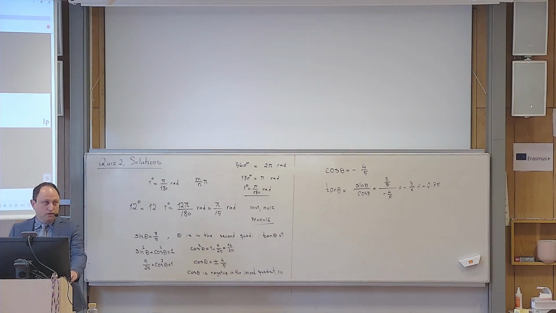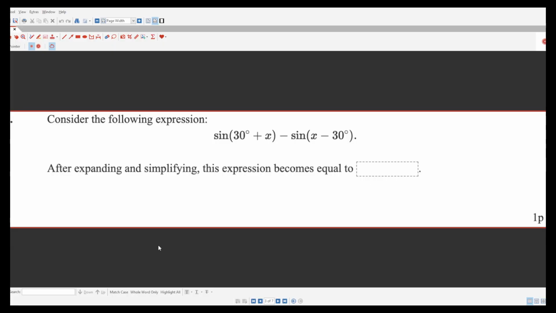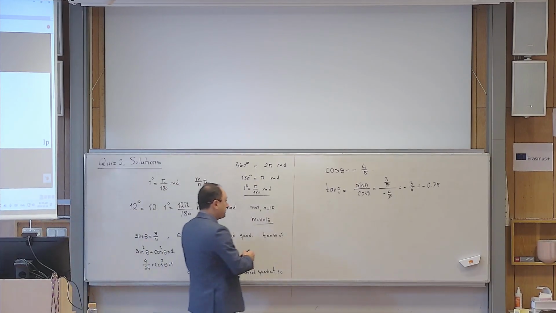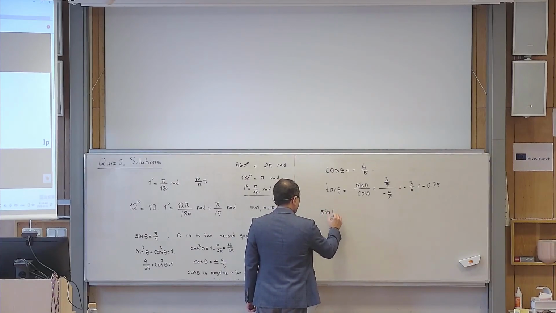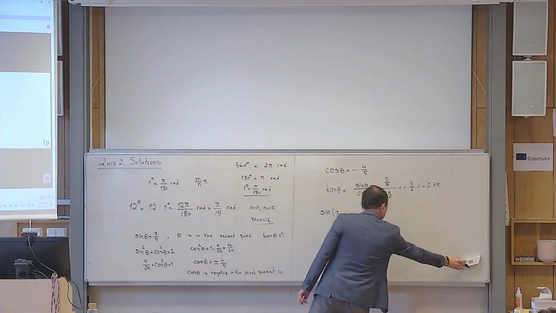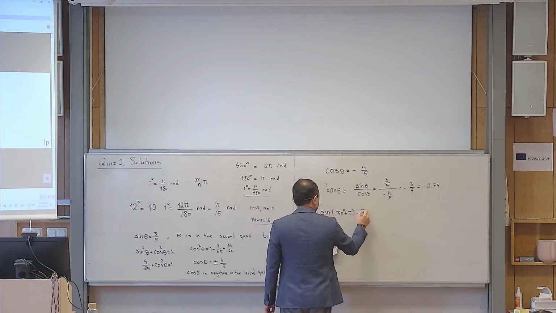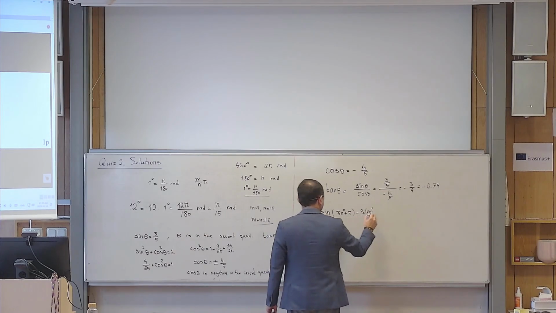Okay, any questions here? Let us go to the next question. Consider the following expression, this expression that you see here. After expanding and simplifying, this expression becomes equal to something, and you need to write a simplified version of that expression. Okay, so let us do this one. Number 3, the expression is sine of (30 degrees plus x) minus sine of (x minus 30 degrees).